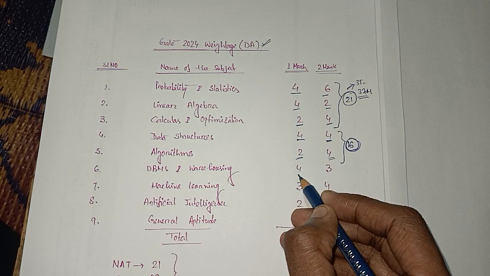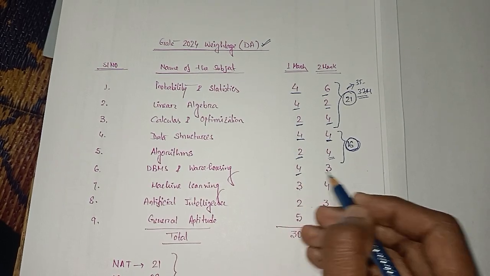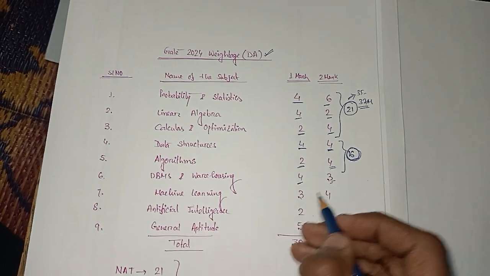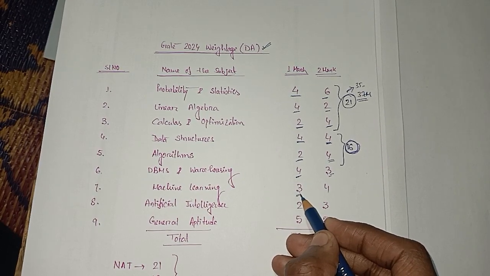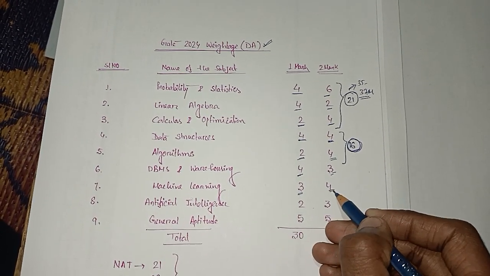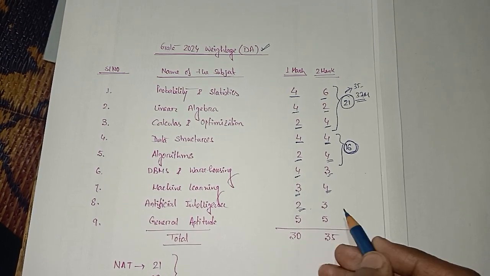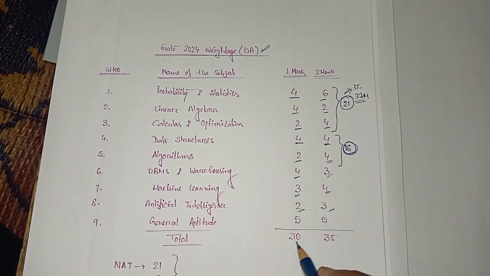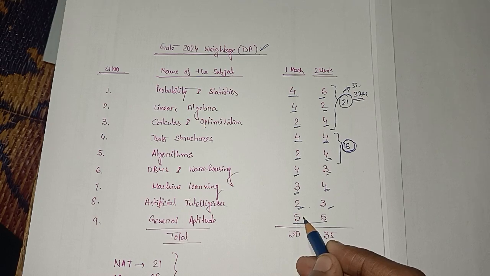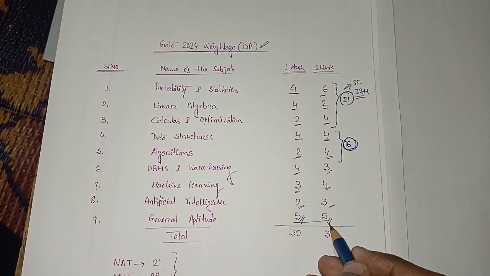Then in DBMS and warehousing we get 4 questions of 1 mark and 3 questions of 2 marks. Then in machine learning we get 3 questions of 1 mark and 4 questions of 2 marks. In artificial intelligence we get 2 questions of 1 mark and 3 questions of 2 marks. And we get general aptitude with 5 questions of 1 mark and 5 questions of 2 marks.